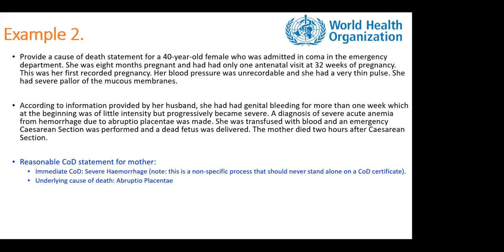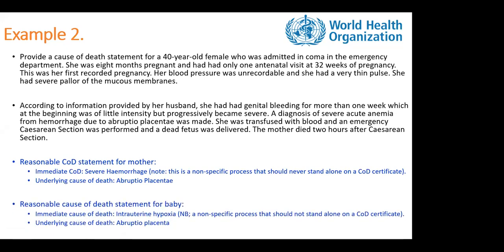Of course, the underlying cause of death here is abruptio placentae. This is what kickstarted the whole event. Now, the second is for the baby. The immediate cause of death will be intrauterine hypoxia. Again, this is a non-specific process that should not stand alone on a cause of death certificate. Always, what has caused a hemorrhage, what has caused a hypoxia should be mentioned. Don't write severe hemorrhage and stop there. No, we need to know what is the cause of the hemorrhage. There is intrauterine hypoxia, yes, but what caused it? So don't have a death certificate where you just have intrauterine hypoxia.